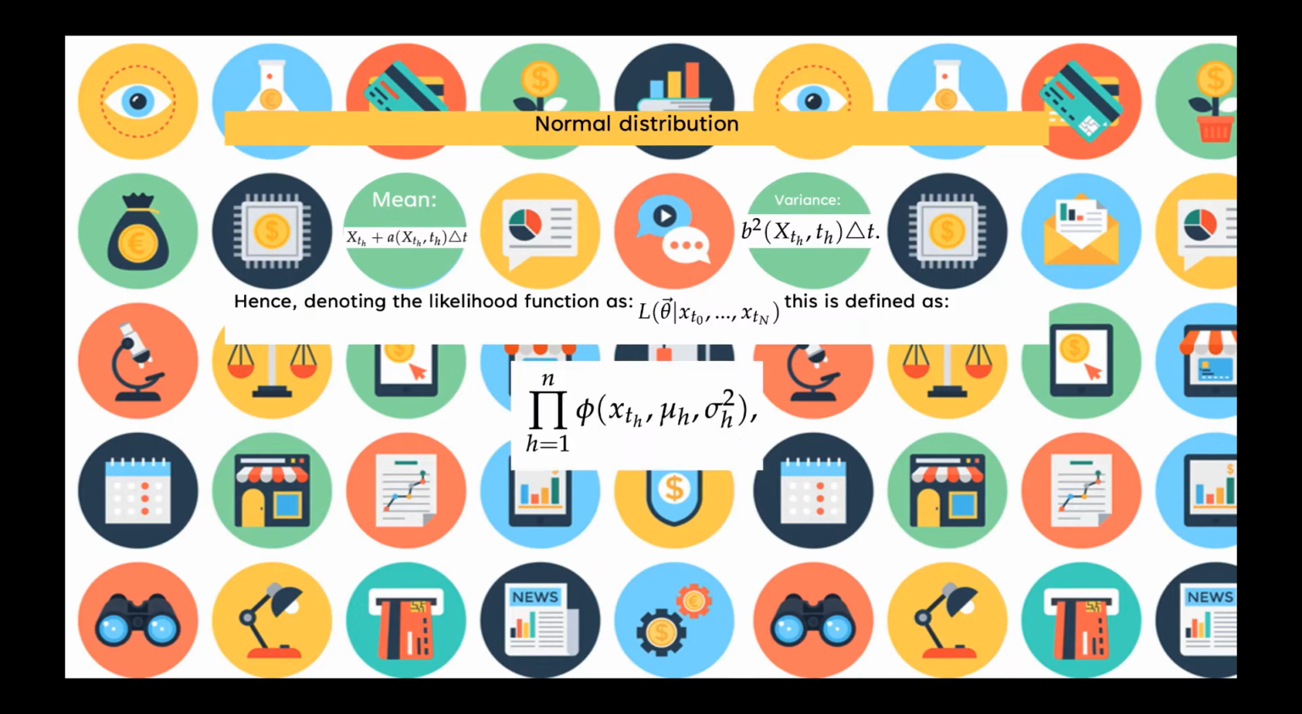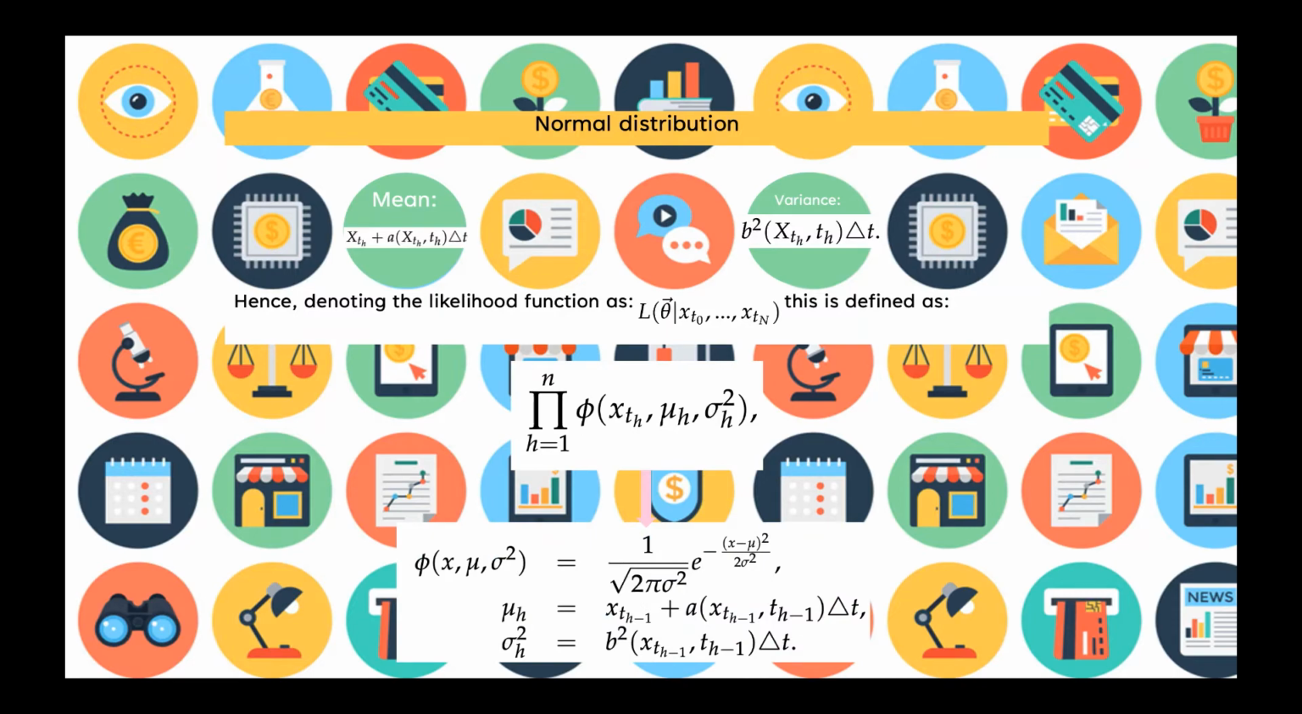This is defined as a product of h equals 1 to n of phi evaluated in x_h, mu_h, and sigma squared_h, where we can use these equivalences.